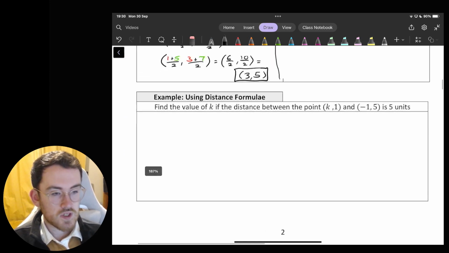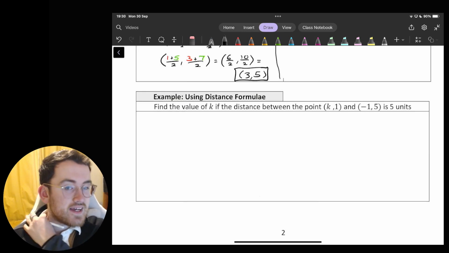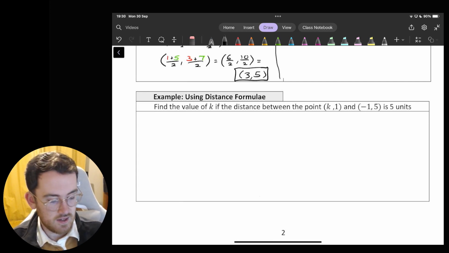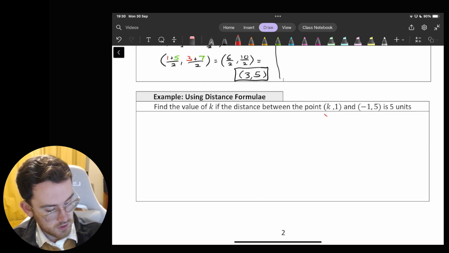We'll just look at one more example then, of a different type of question using the same formula. We're asked here to find the value of one of our coordinate points if we're given the distance to be 5 units in this case. So again, I'm going to start as normal. I'm going to label my 2 points, x1, y1 and x2, y2.